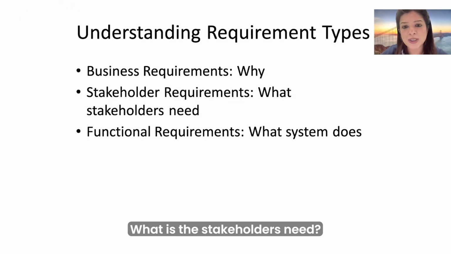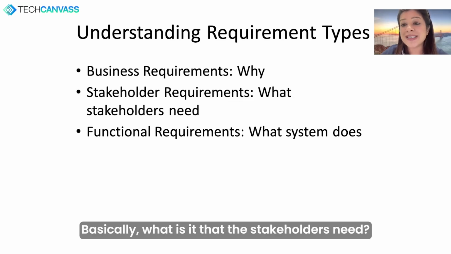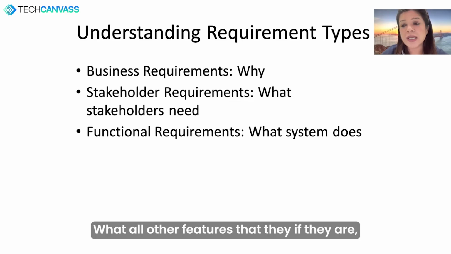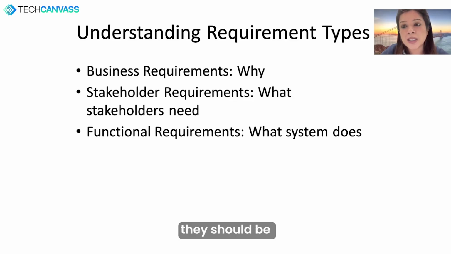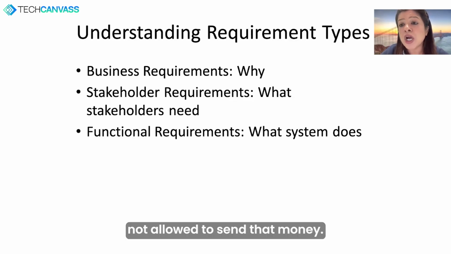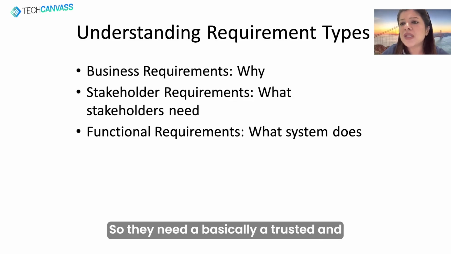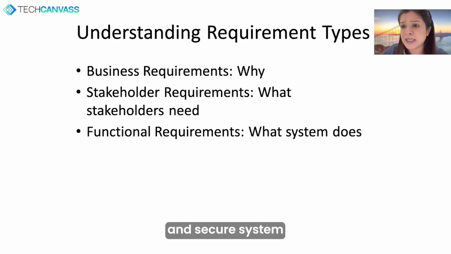What are the stakeholders' needs? Basically, what is it that the stakeholders need? What all other features do they need? If they are adding any account, a wrong account number, they should not be allowed to send that money. So they need basically a trusted and secure system that doesn't let them lose their money.